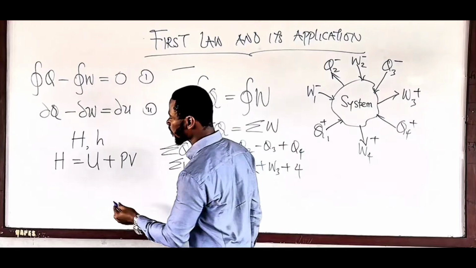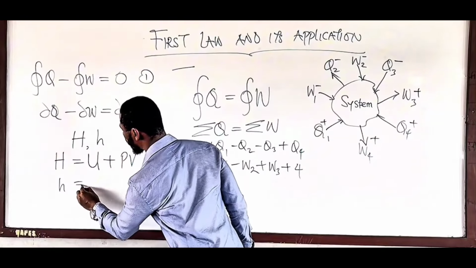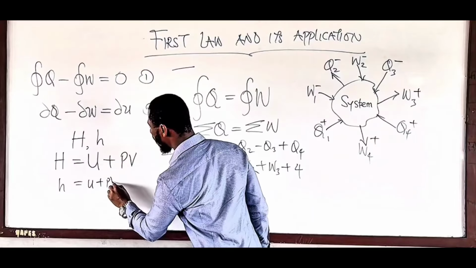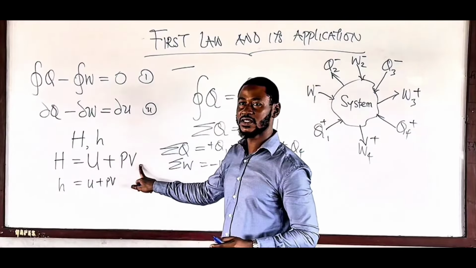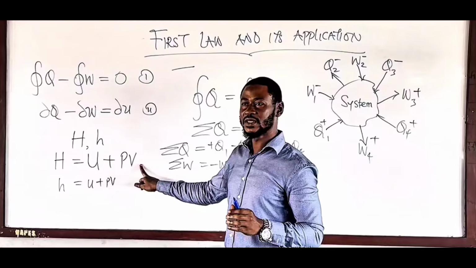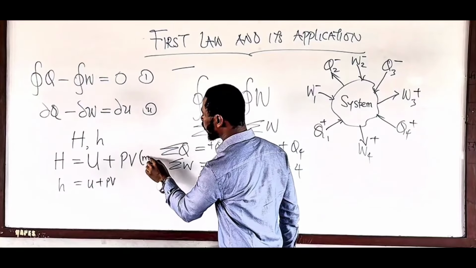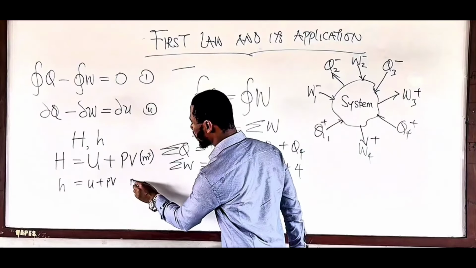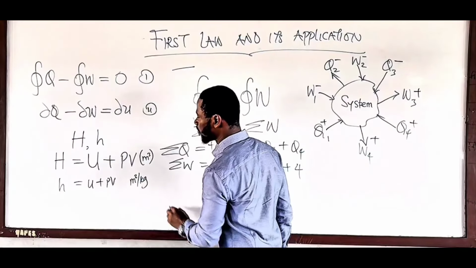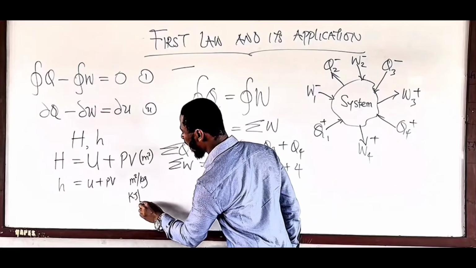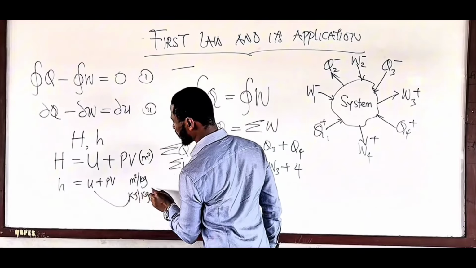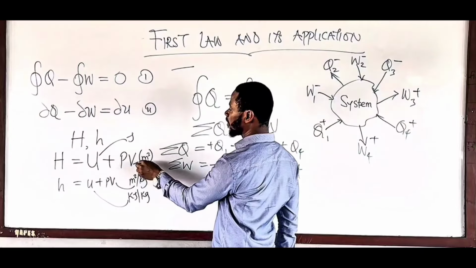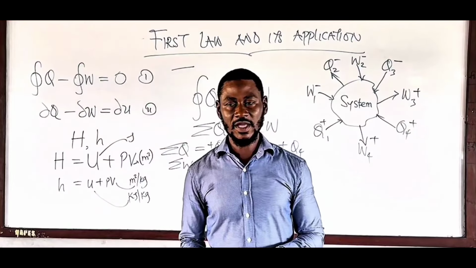In the specific form, it can also be expressed as h equals small u plus P small v. If the V in this case is the capital V, it is in terms of meter cube. But the v and the u in this case are represented as meter cube per kilogram, as well as kilojoule per kilogram at this level. Then for this, it is joule, and the volume for this is represented in meter cube.